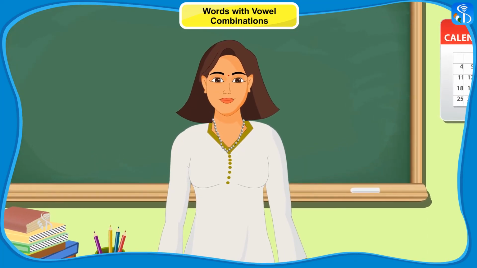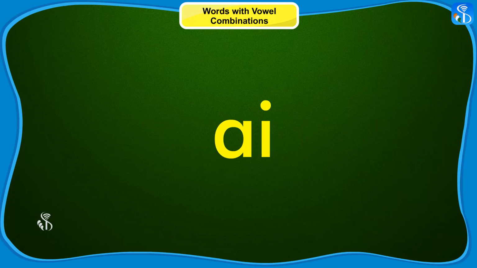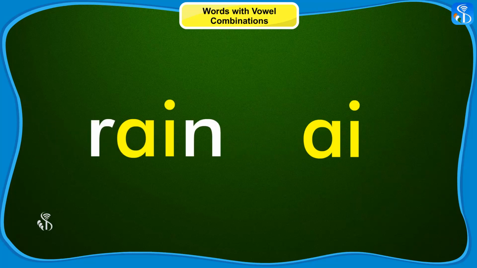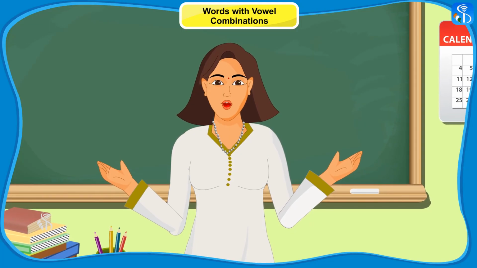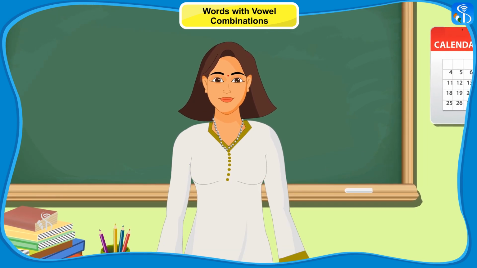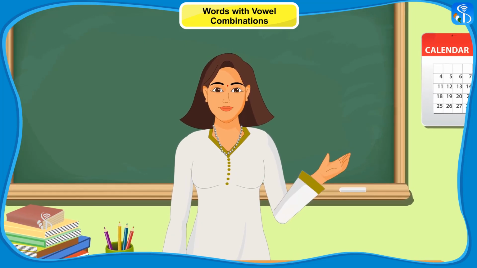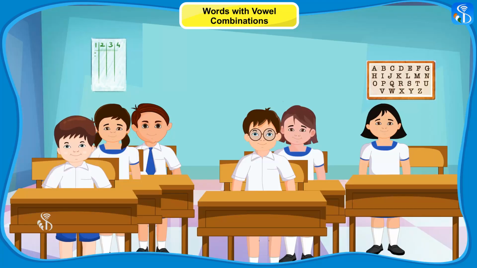For example, the vowels A and I form the vowel combination AI in the word rain. In the same way, I will tell you different vowel combinations. You must recollect the words that contain these combinations. Let's get started. Yes, teacher.